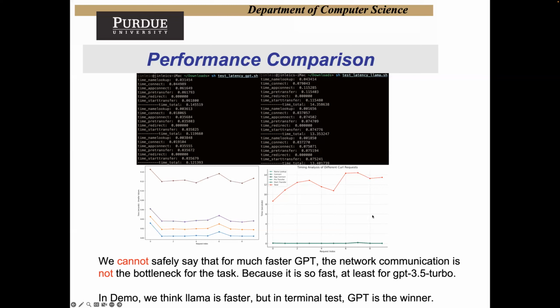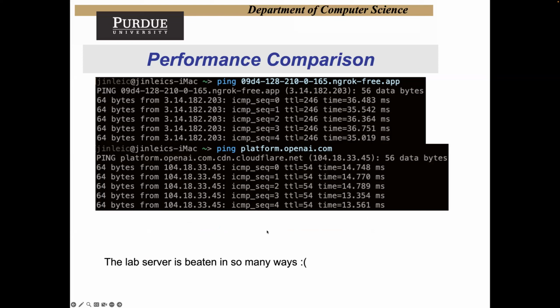Okay, so we then tried to ping these two addresses to see if the network latency is comparable, and we were frustrated to find out that the lab server is beaten in so many ways. It's slower in inference, it is slower in network latency, but strangely, as I mentioned before, it is just faster when we try to demo it on the phone.